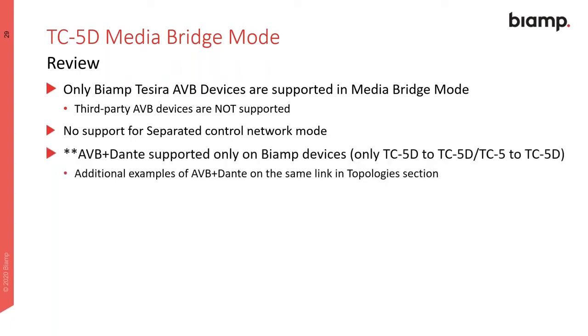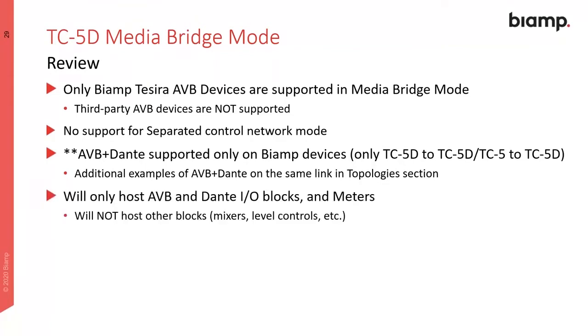Dante and AVB are supported only when going from a TC5D to a TC5, or a TC5 to a TC5D, or vice versa. So you cannot have a third party switch in between. You need to have a direct connection between both of them. The TC5D will only host the AVB and Dante IO blocks, and meters, but will not host any mixers, level control, etc.